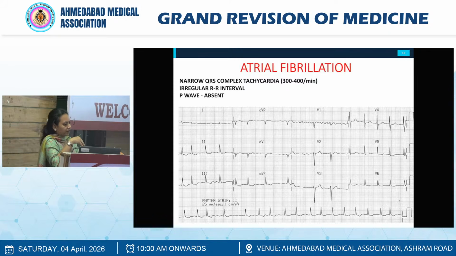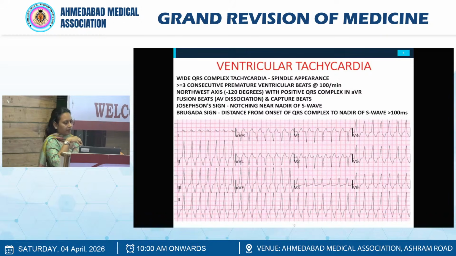Okay, here the P waves are absent. There is a narrow complex tachycardia and irregular RR interval. Then comes ventricular tachycardia. Always remember, do not tell this as ventricular fibrillation because fibrillation is almost never captured on an ECG. Ventricular tachycardia, it is a wide QRS complex tachycardia giving a spindle-like appearance.